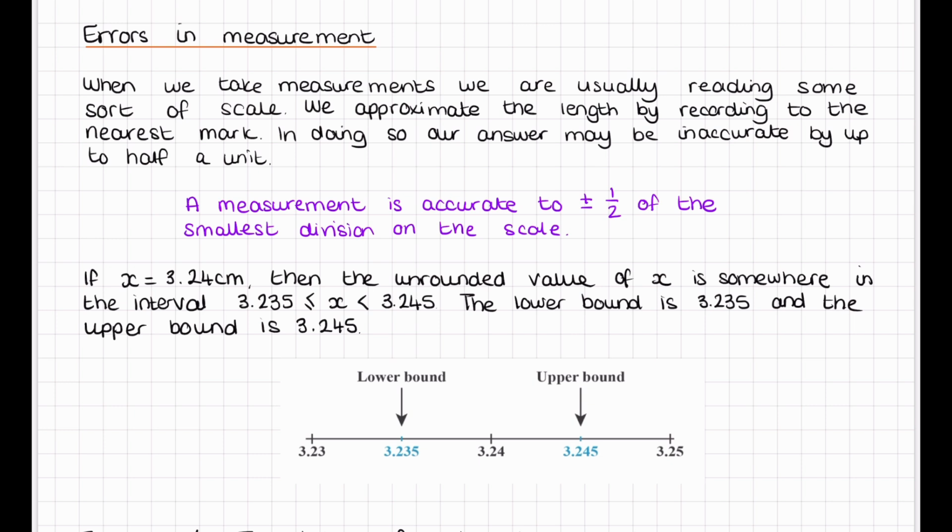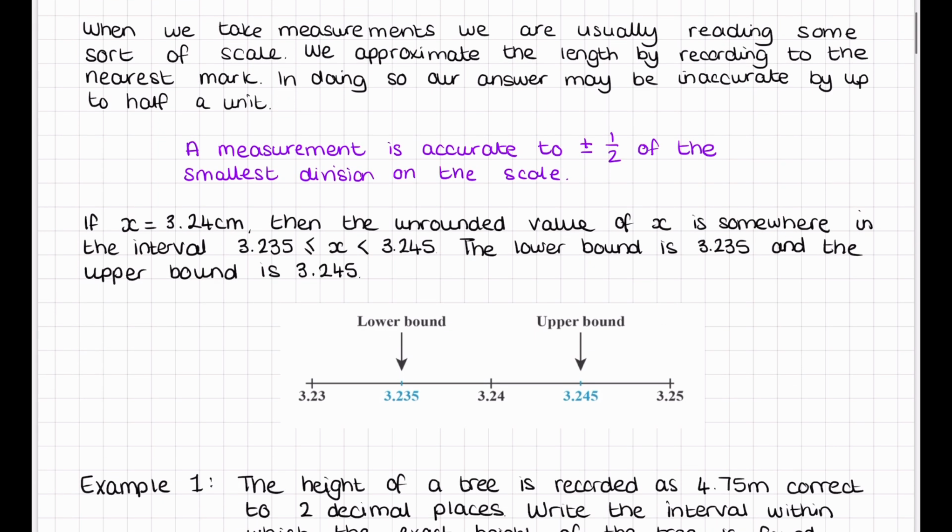Quick example of what that means. If x equals 3.24 centimetres, then the unrounded value of x is somewhere in the interval of 3.235 to 3.245. We call 3.235 the lower bound and 3.245 the upper bound. You'll notice in the notation we have a greater than or equal to sign on one side and just a less than on the other, because with that 3.245, if it was also an equal to, we would be rounding up because of the 5. So it's only going up to that value, which is why it's like that.